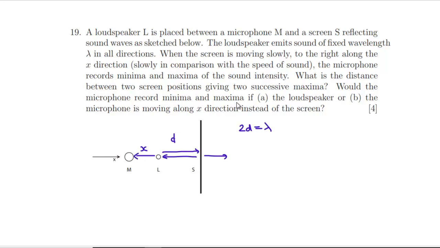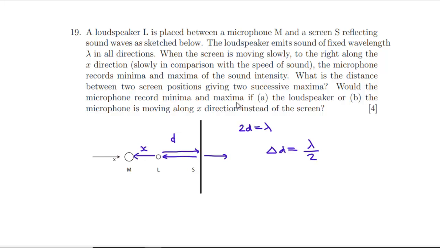What is it exactly asking? What is the distance between two screen positions? So that distance is going to be a change. We need to get another lambda in there. So the change in position is going to be half a wavelength, because then you'll have half out and half back, which means we'll be back in phase again in order to have constructive interference.